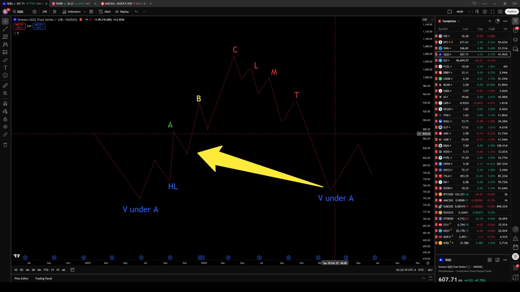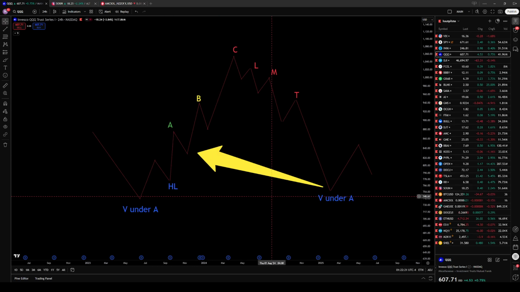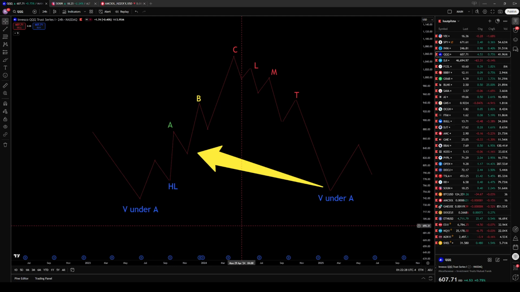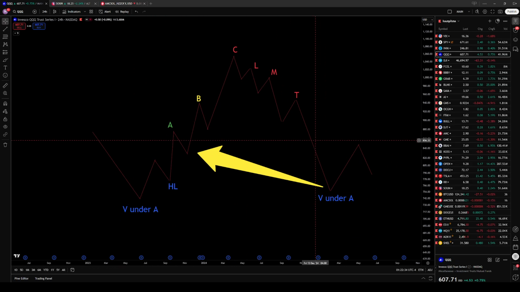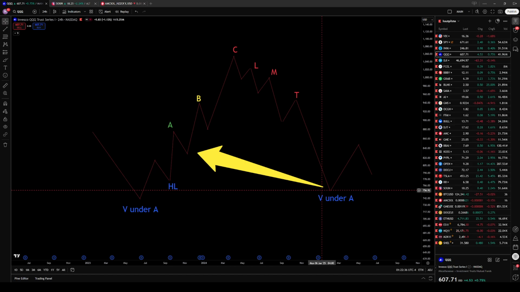I just make a quick repeat of yesterday. I'm using this for my tracking method on every stock, just every time the same. V under A, high low, ABC, LMMT, V under A.